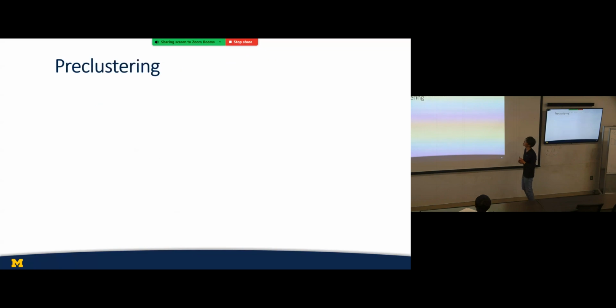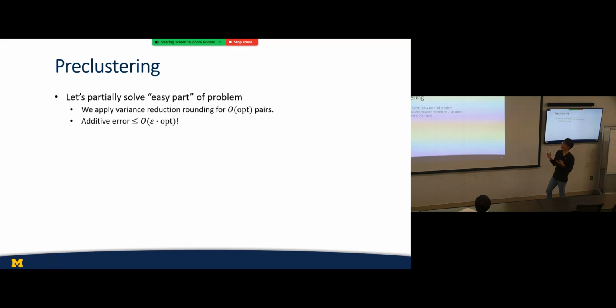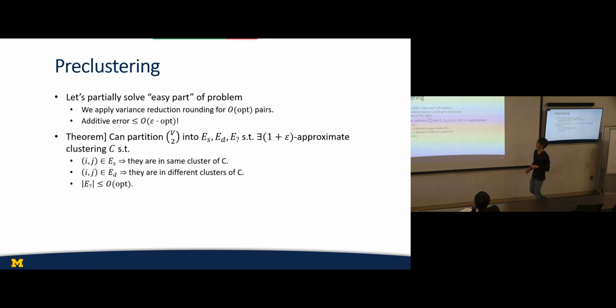The way we did it is to do some combinatorial preprocessing called pre-clustering. The basic idea is essentially very simple: let's partially solve the easy part of the problem first. Then if you apply the heavy black box using hierarchies, we are only applying this rounding for order opt pairs. The hope is that if you only apply this rounding for order opt pairs, the additive error will become epsilon times opt, and as I decrease epsilon, it's going to be manageable for us. In particular, if opt is 0, then I want my pre-clustering to exactly solve the problem. And that's exactly what we did.